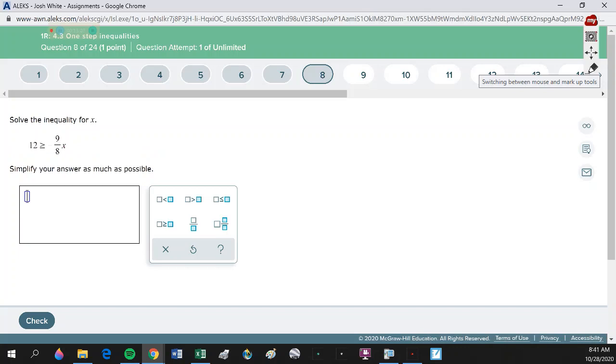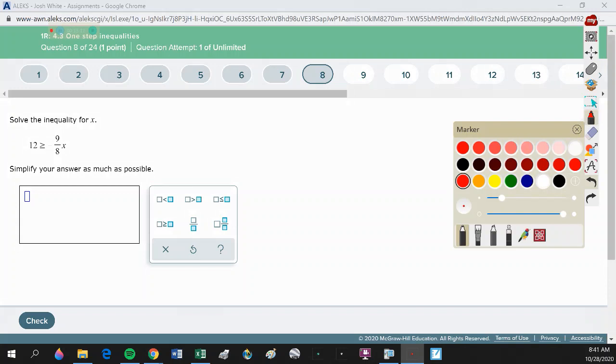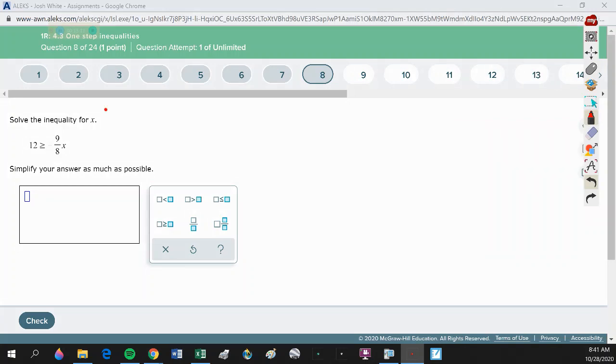So what should we do here? How do we move a negative 9 over 8? We just times it by negative 8 over 9. And the negatives cancel, the 8's cancel, and the 9's cancel. And over here I do negative 8 over 9. And it's just going to be negative 8 times 12 divided by 9, and then simplify that fraction. But because I did a negative, I need to flip the inequality the other way.